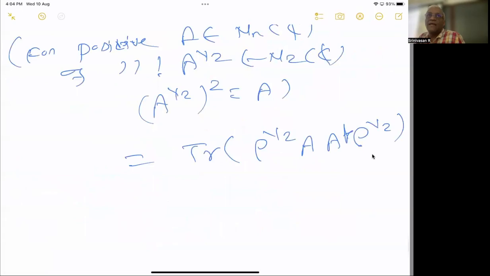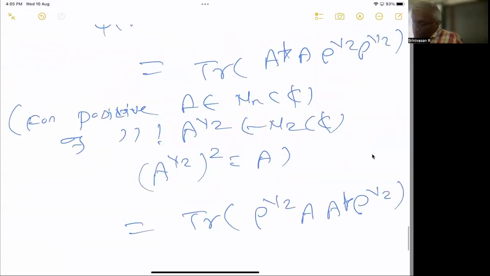Sir, in the definition of square root, we would also require the A power half to be positive. Yes, unique. I put a comma; that's my symbol for unique. Oh, I should have put it here: there exists a unique positive such that this happens. I was just lazy to write positive again.